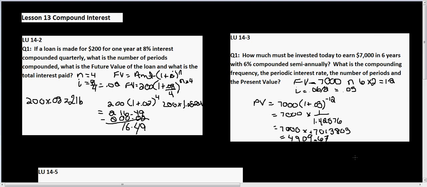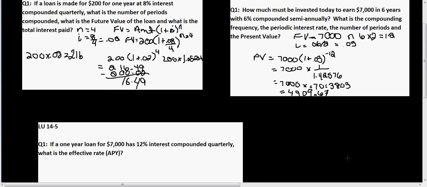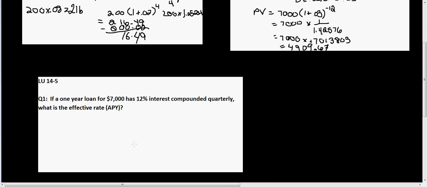Okay, let's try something else. We showed you over here that the interest compounding has an effect on the total interest amount you end up paying. So the interest is not really 8% annually in that case. It's some other rate. We call that the effective rate, the APY. And how do you compute what an APY is? Well, let's take a look.